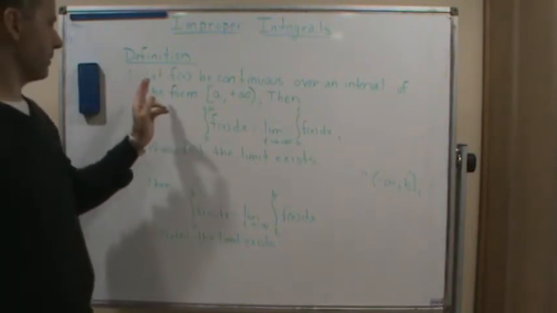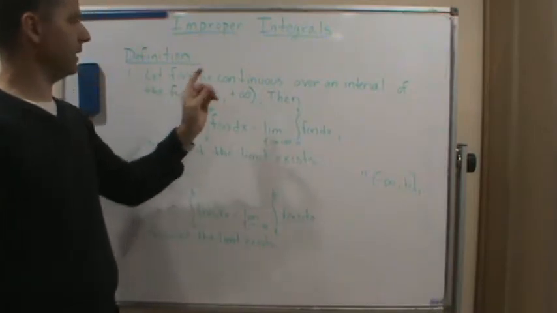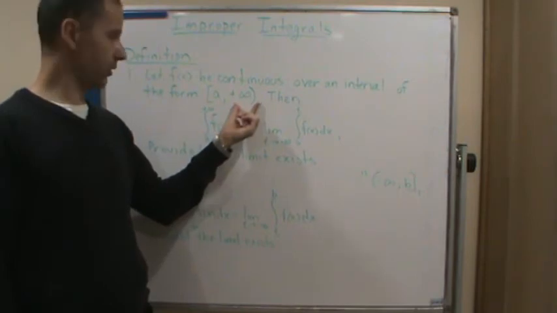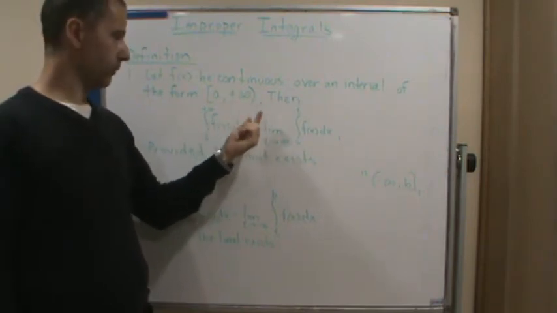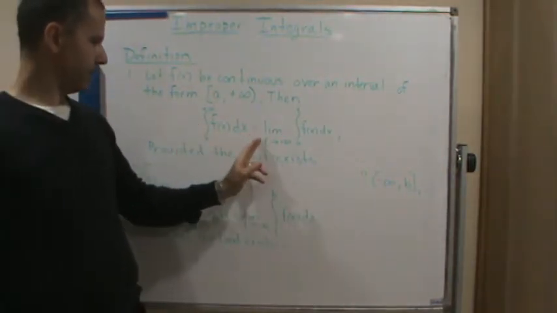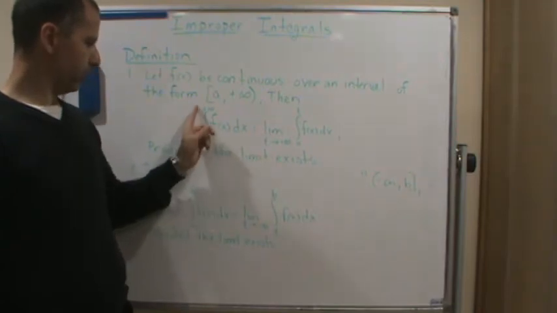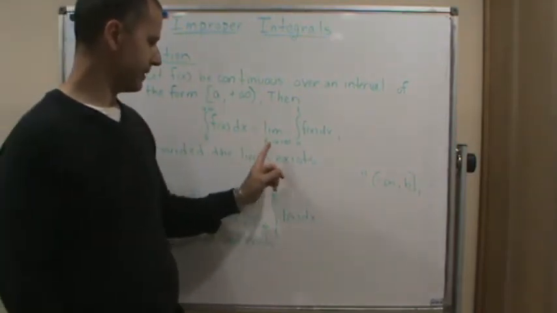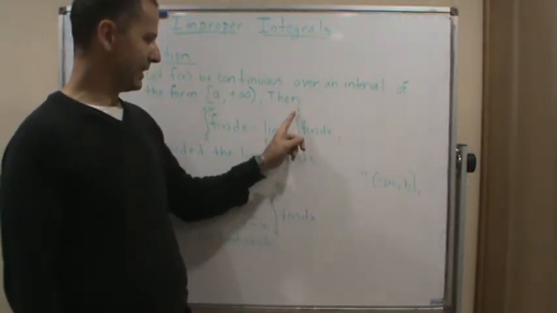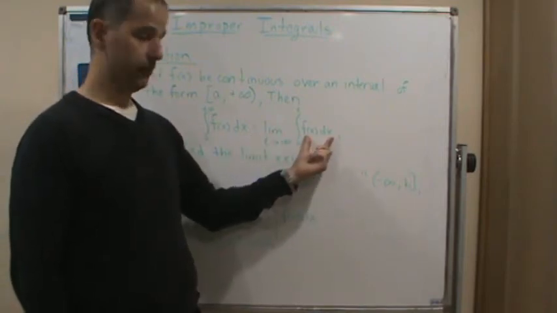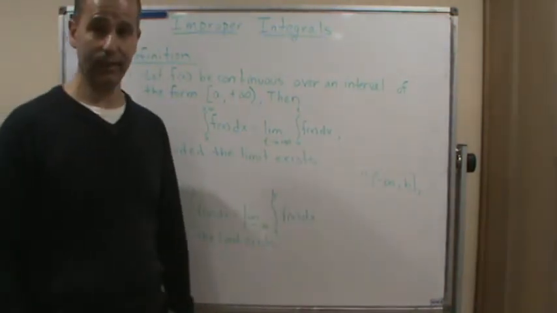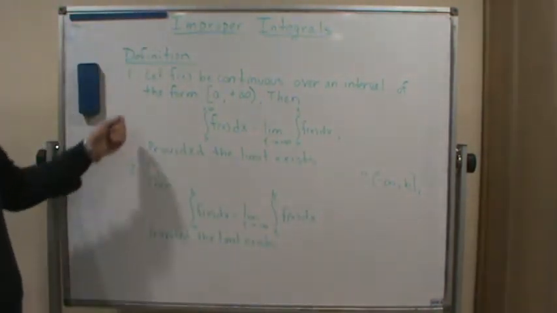It says let f be continuous over an interval of the form where it starts with a to positive infinity. So this one goes off to positive infinity. Then we define the integral as the limit. So the integral from a to positive infinity of the function, we write that as the limit as t approaches positive infinity of the integral from a to t of f of x dx, provided that the limit exists. So that's definition one.